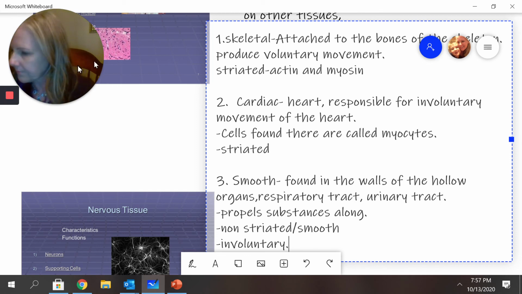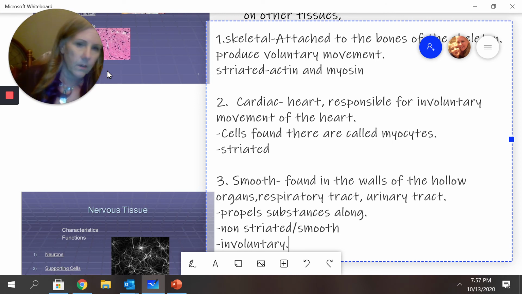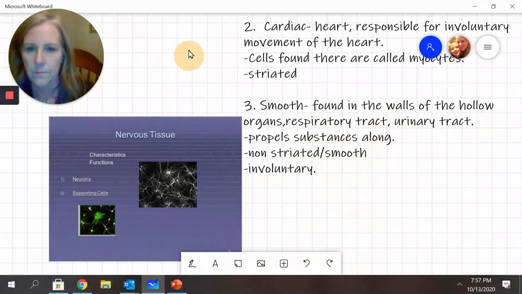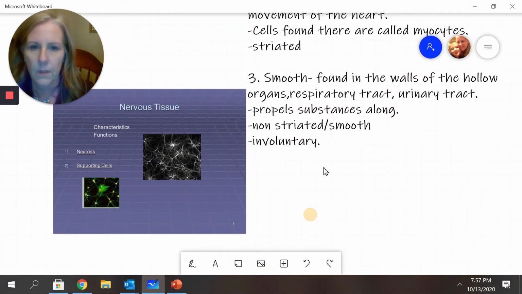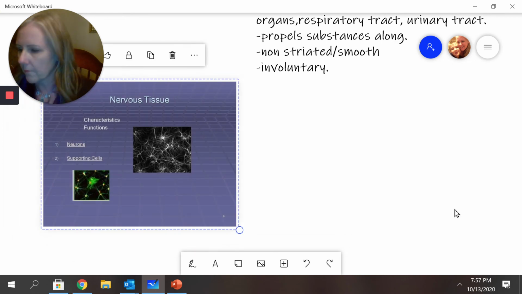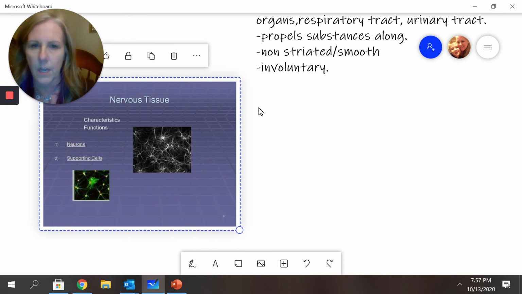Okay. So those are the major differences between the types. And like I said, when we get to the muscular system, you're going to learn more than you ever wanted to know about those types of muscle tissue. Okay. Scroll this down. And then we will move on to our final type of tissue.